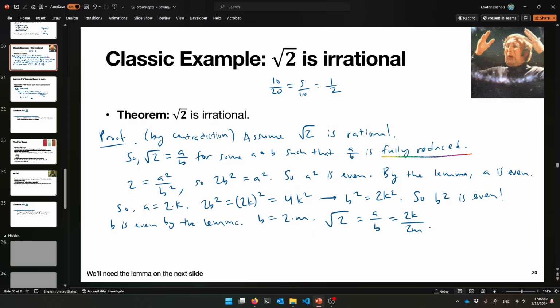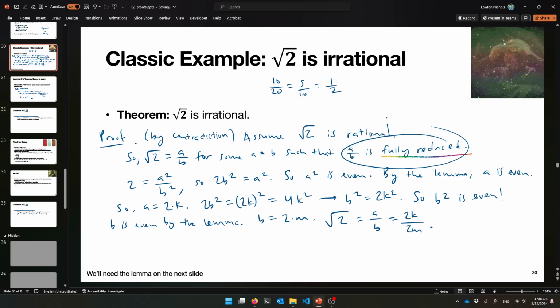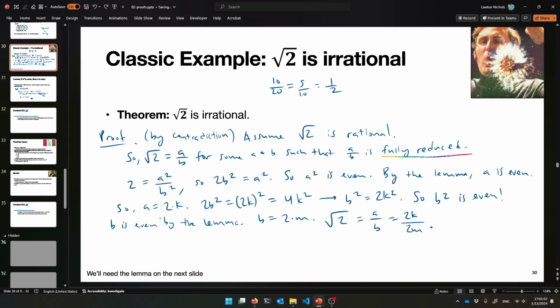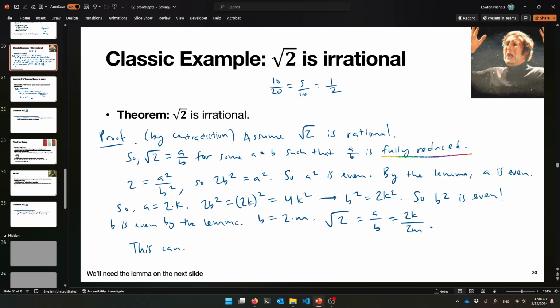And now this is a problem. I assumed that a over b was fully reduced. Do you see how it was not? This can still be reduced. I can factor out a 2 from this. So somebody lied to me. Math lied to me by saying I assumed that was fully reduced. That's not true. It wasn't. It's not yet fully reduced.